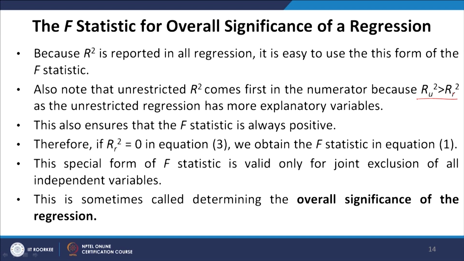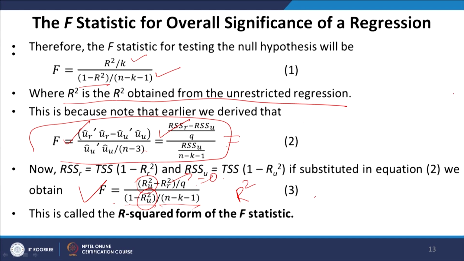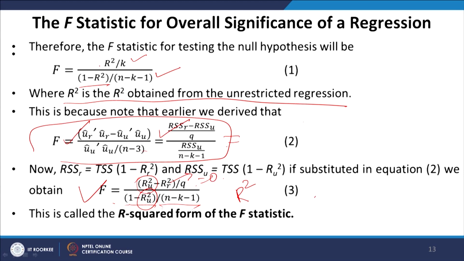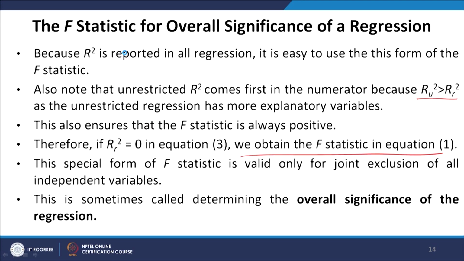Therefore, if RR square is equal to 0 in equation 3, we obtain the F statistic in equation 1. This is the F statistic in equation 1. The special form of the F statistic is valid only for joint exclusion of all independent variables. This is sometimes called determining the overall significance of the regression.